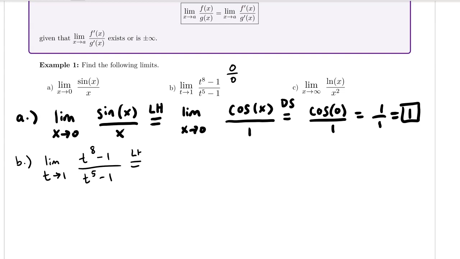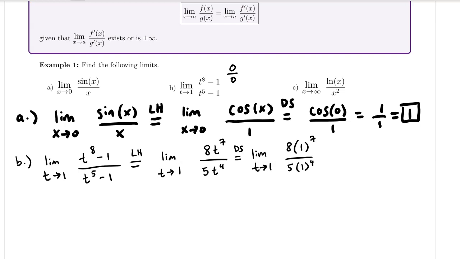Now that we've identified that, I'm going to use L'Hopital's rule. We get the derivative of the numerator is 8t to the 7th power, and the derivative of the denominator is 5t to the 4th power. Notice that we can use direct substitution now. I also could have divided out some of those t's so that there were no more t's in the denominator. But if I simplify that, we end up getting 8/5.